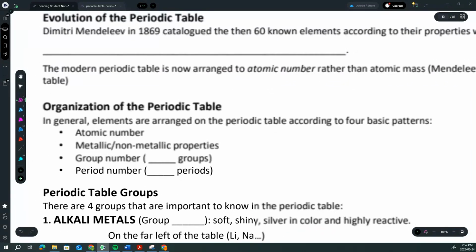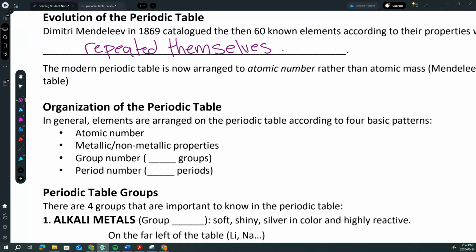Now, in the organization of the periodic table, the elements are arranged according to 4 basic patterns. So, as I stated previously, one of the basic patterns is atomic number. The periodic table is also organized to separate metallic and non-metallic elements and their properties. It's organized according to group number, where there are 18 groups in total.